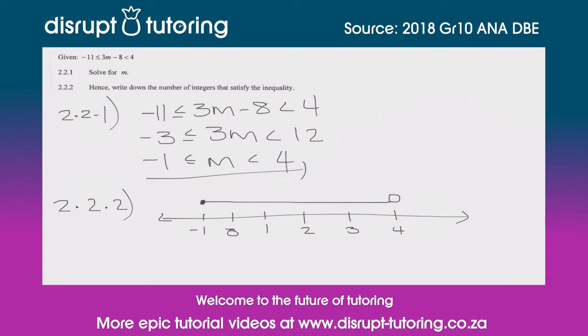So let's count the number of integers that it lies on. It's going to be 1, 2, 3, 4, 5. 4 is not included. So the number of integers is 5, and that gives you the answer for that second part of the question.